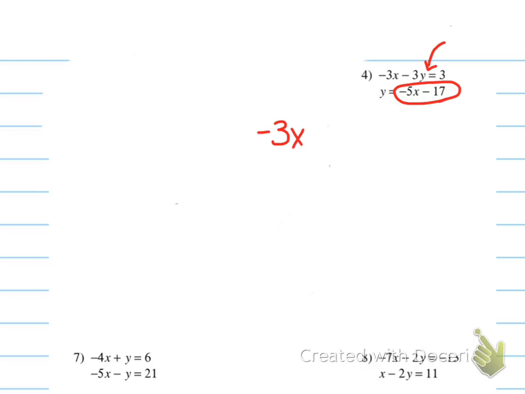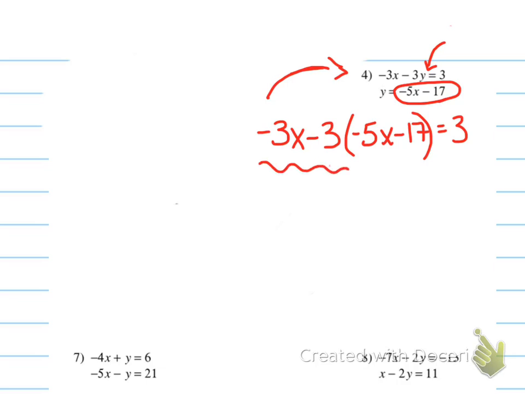Negative 3x minus 3, stop. What is y equal to? It's equal to negative 5x minus 17. And then what's all that equal to? It's equal to 3. If you do a really quick visual check step, you're going to notice that this equation that I just wrote is exactly the same as this equation, except the y value has been substituted for the other one.